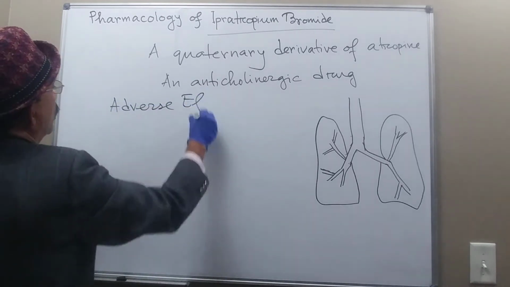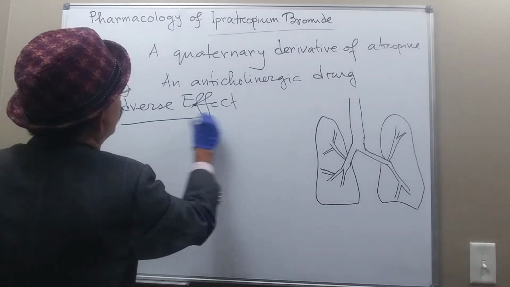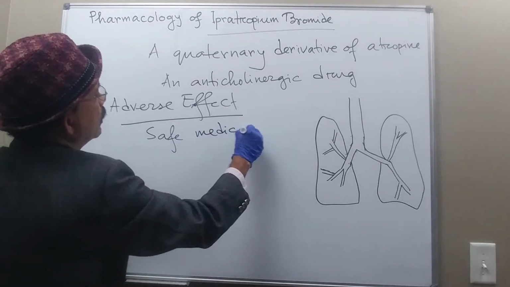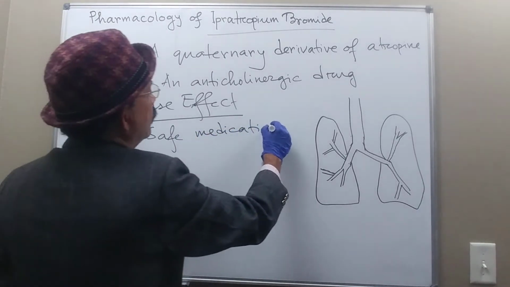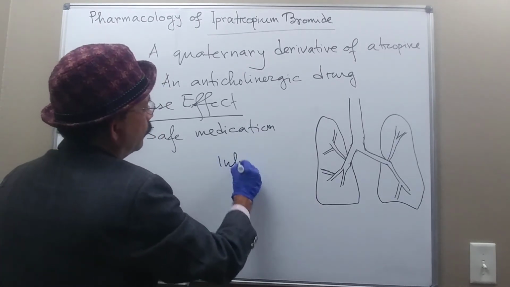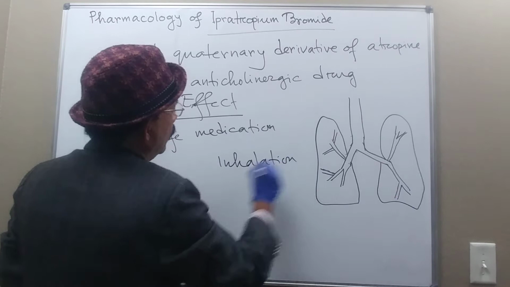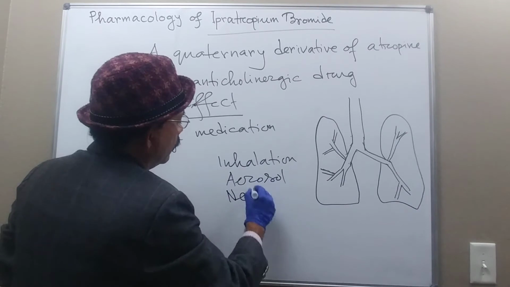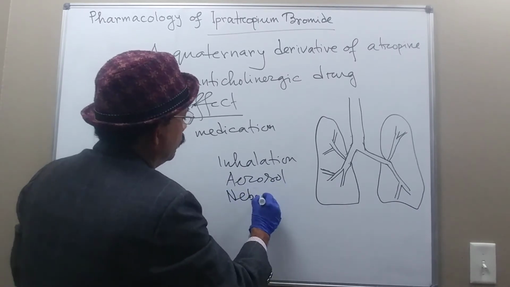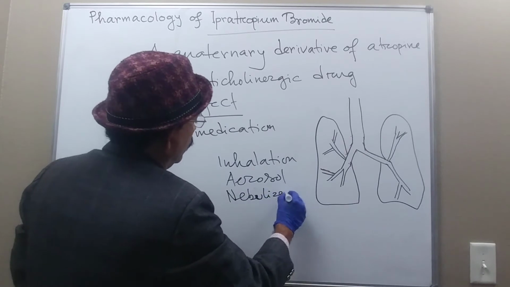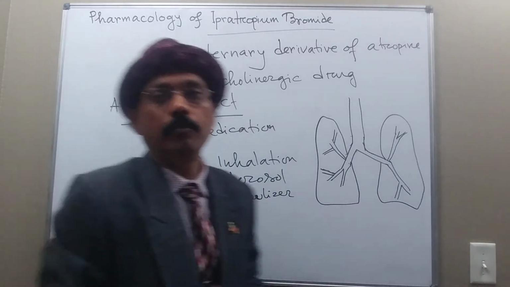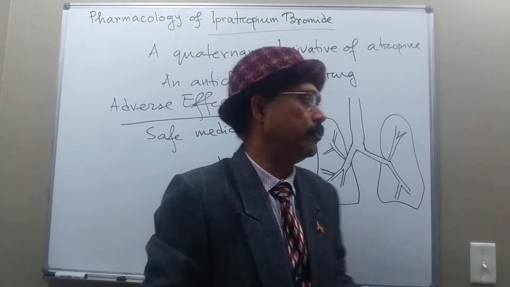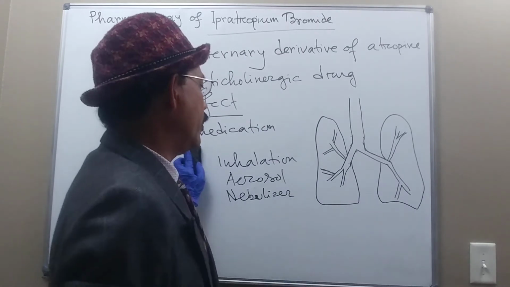Adverse effects of this drug. Actually, it is a safe medication. Why is it a safe medication? Because it is only taken by inhalation, as an aerosol or as a nebulizer form. Okay, so it does not go to the circulation, it does not go to the brain, so it is more or less a safe medication. But still, it is an anticholinergic drug.